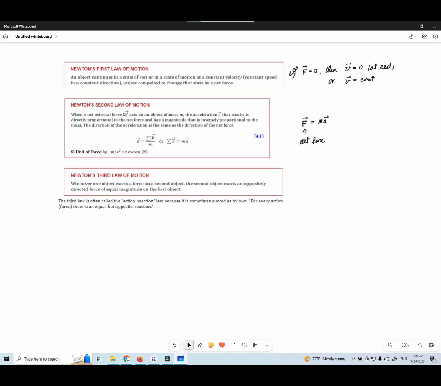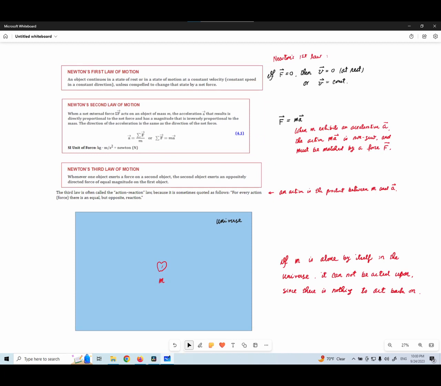To see this, let's again look at Newton's third law, which says that actions occur in pairs, and therefore cannot exist in isolation. If there's only one object in the entire universe, it would not be acted upon, because if it were, it would have to act back. But being alone in the universe, there's nothing it could act back on.